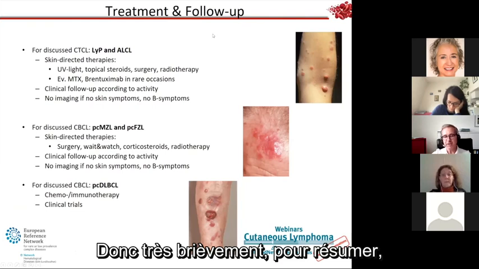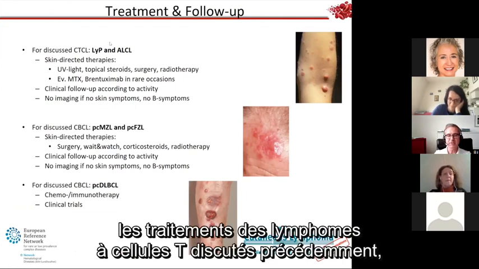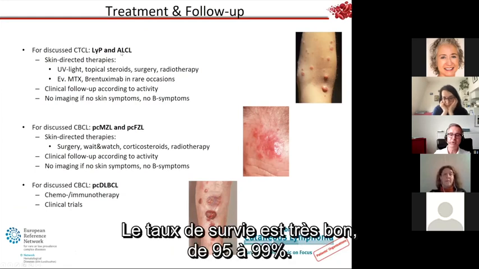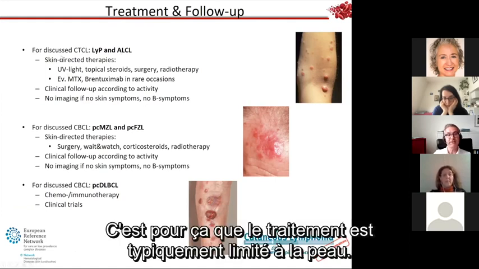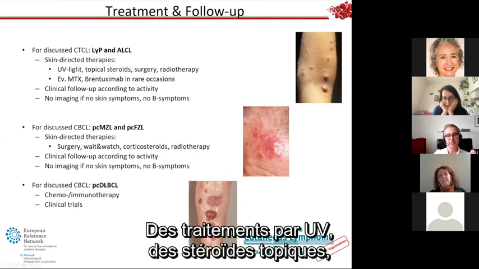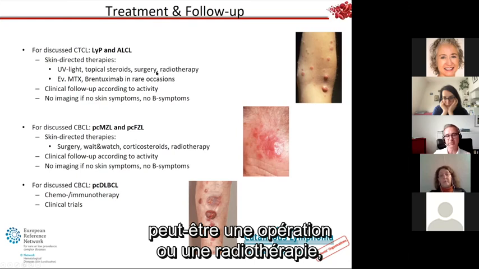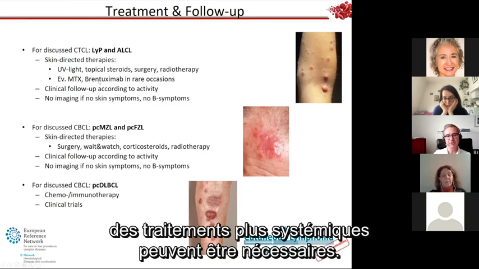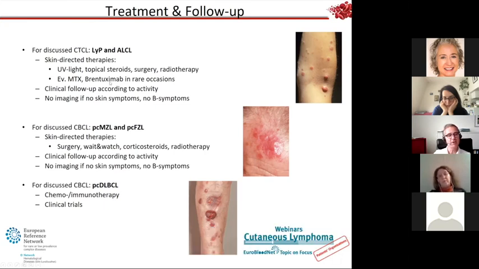So very shortly, just in one nutshell, the treatments for the discussed T-cell lymphoma forms. I was discussing with you the LYP and ALCL. I have told you that survival rate is very good, with 95 to 99%. That's why we are usually limiting the treatment to so-called skin-directed treatment: UV treatment, topical steroids, maybe surgery or radiotherapy. Maybe in very active cases, some systemic treatments may be necessary.